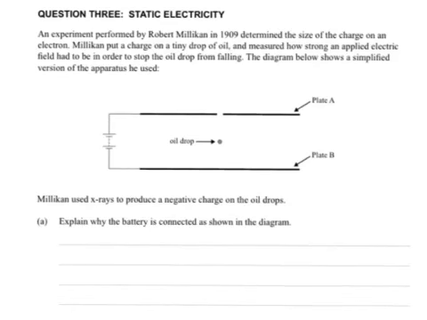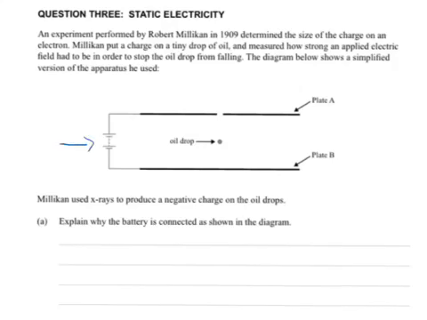Question 3, we've got Robert Millikan's experiment, 1909, determining the size of the charge on an electron. Put a tiny charge on a tiny drop of oil and measured how strong an applied electric field had to be in order to stop the oil from falling. The diagram below shows a simplified version of the apparatus he used.